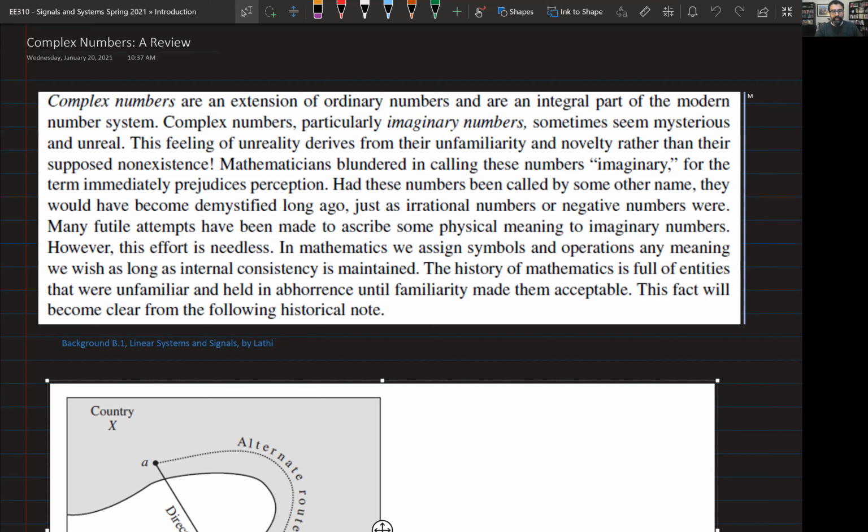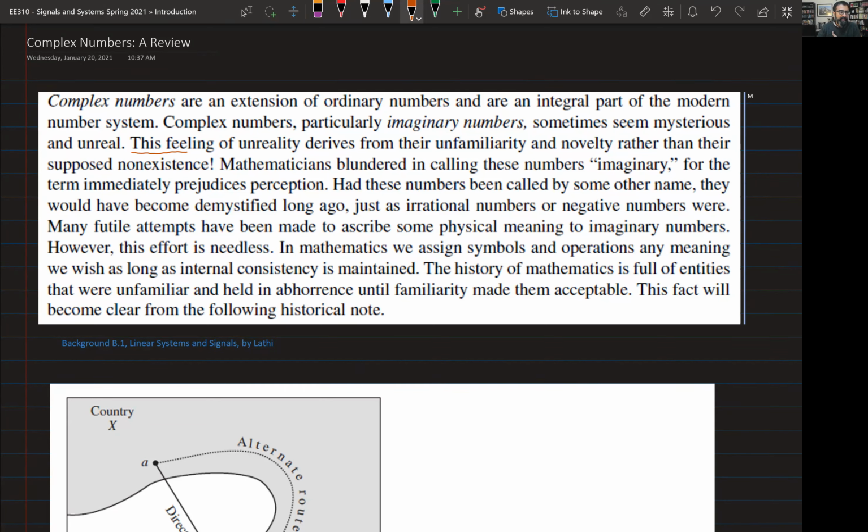I would want you to read this background material from the reference book. One of the things I found interesting was this statement here. I'm reading: this feeling of unreality derives from their unfamiliarity and novelty rather than their supposed non-existence. Mathematicians blundered in calling these numbers imaginary, for the term immediately prejudices perception. Had these numbers been called by some other name, they would have been demystified long ago, just as irrational numbers or negative numbers were.